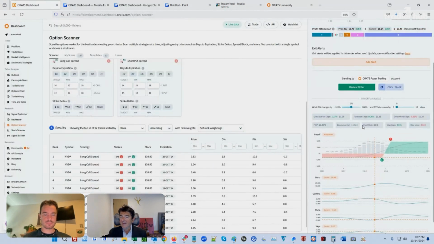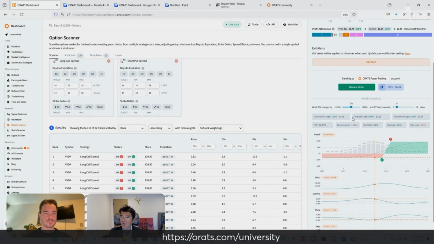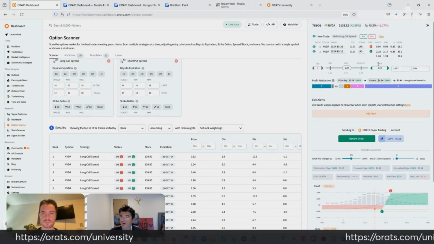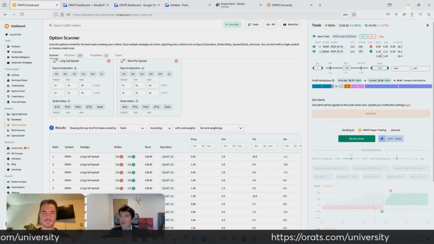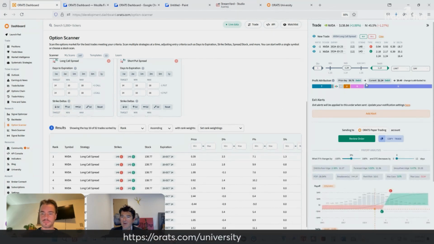So that's a distribution edge, and you'll notice these are all pretty close. It's 126 now. The smooth edge is 124, and the mid market is 124. So 122 at 126, and it's continuously moving.